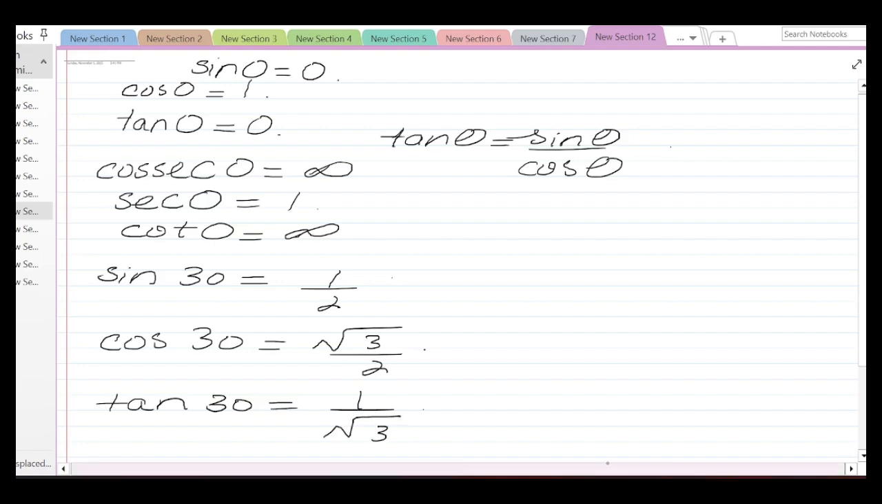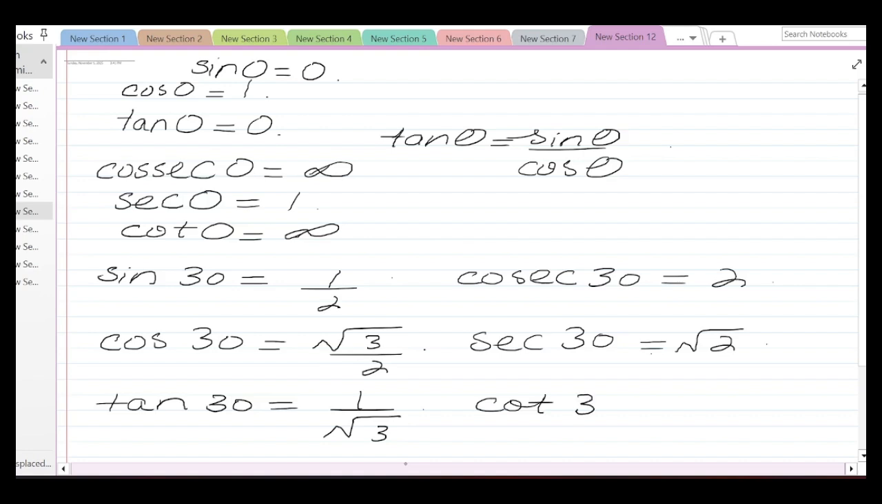Okay, now we need to take their reciprocals. What is the reciprocal of sine? That is cosec. So cosec 30 will be equal to 2, because this will be swapped. The 1 will go to the denominator and the 2 will go to the numerator. So we can just write 2 over 1 or 2. Then the opposite of cos is sec. So sec 30 will be equal to 2 over under root 3. And the reciprocal of tan is cot. So we can write cot 30 is equal to under root 3.